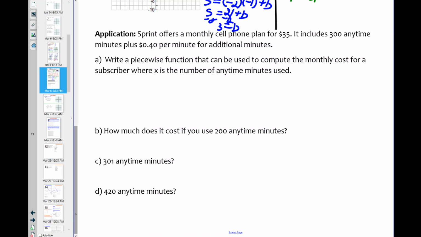Yeah, back in ancient times, the cavemen, they used to be charged for their cell phones by the minute and not by the gigabyte or whatever. It wasn't data, it was minutes. So this is kind of an old problem.